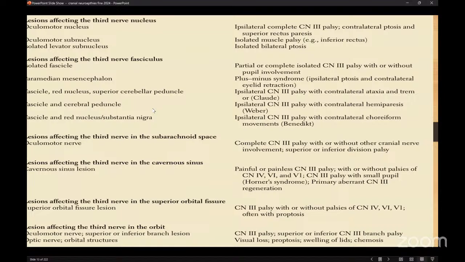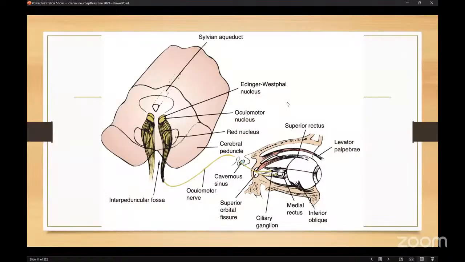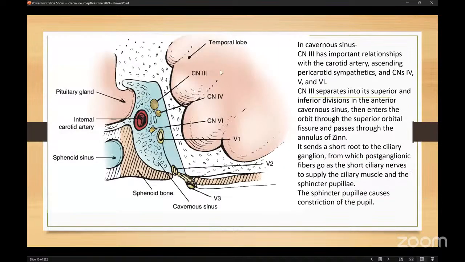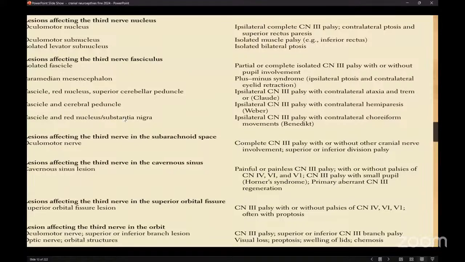Suppose the fascicular red nucleus and superior cerebellar peduncle are involved. That is Claude syndrome. That is ipsilateral third nerve with contralateral ataxia or tremors. So if, for example, here it is affected, third nerve with red nucleus and superior cerebellar peduncle, you will get ipsilateral third nerve. Okay, then you can get tremors contralaterally and contralateral ataxia also can happen. That is Claude syndrome. If there is fascicular division involvement and the peduncle, then third nerve and contralateral hemiparesis can be there.